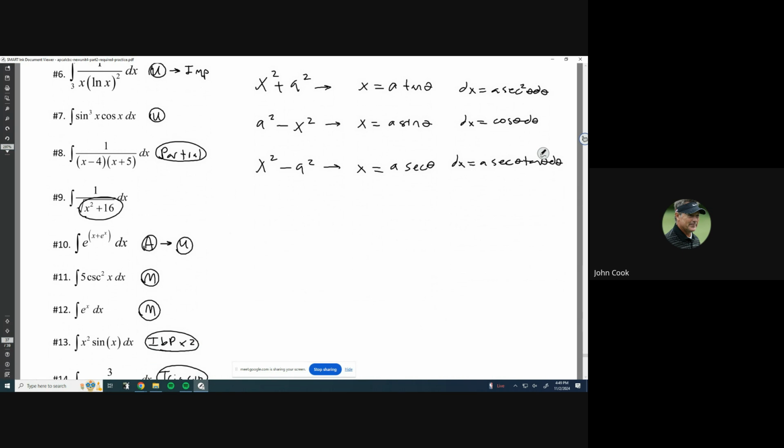So with number 9, I've got x squared plus 16. That's the x squared plus a squared form, and I can see pretty easily that a is going to be equal to 4 in this case. So I just do my substitution. x is going to be equal to a, which is 4 times the tangent of theta. And that means that dx is going to be equal to 4 times the secant squared of theta d theta.